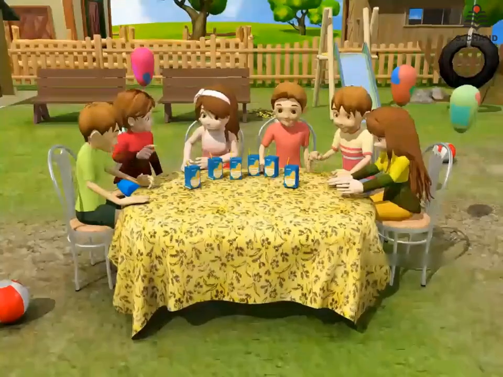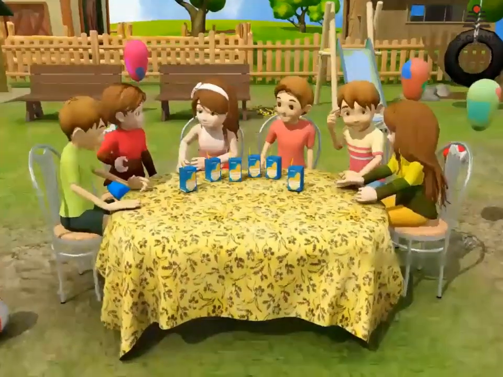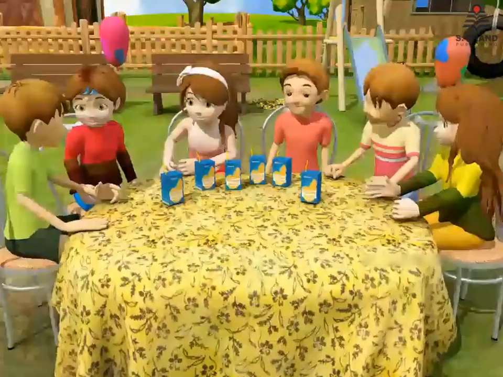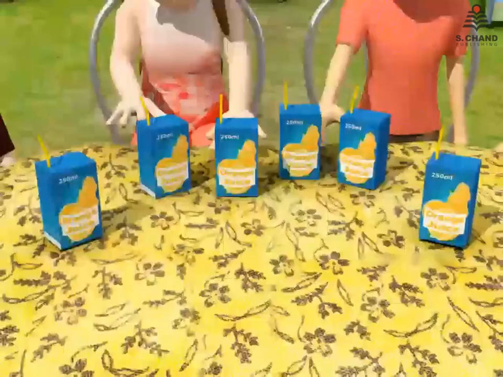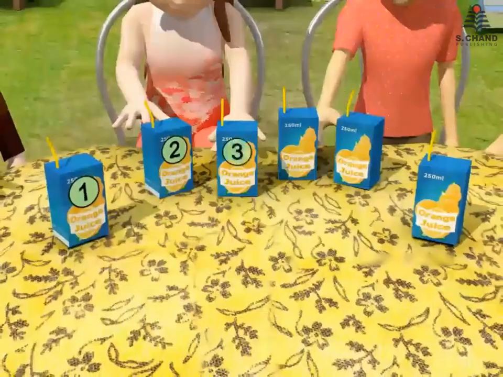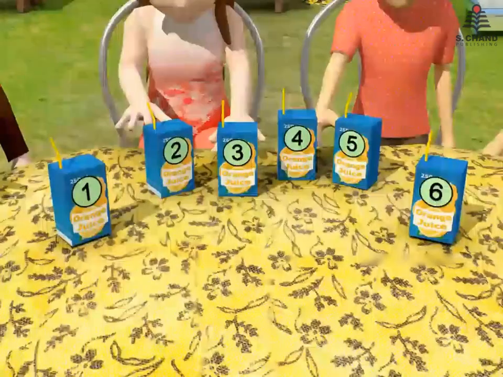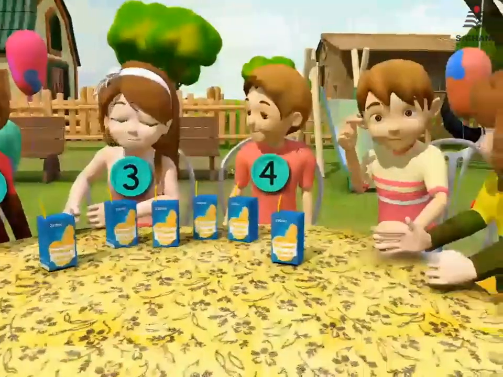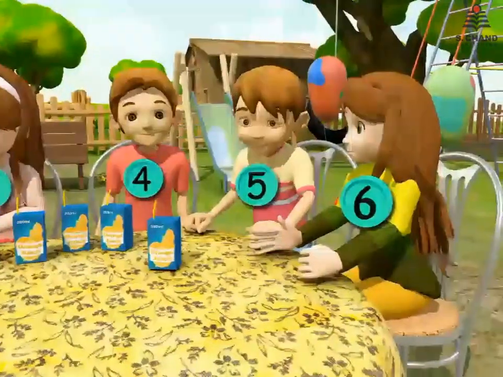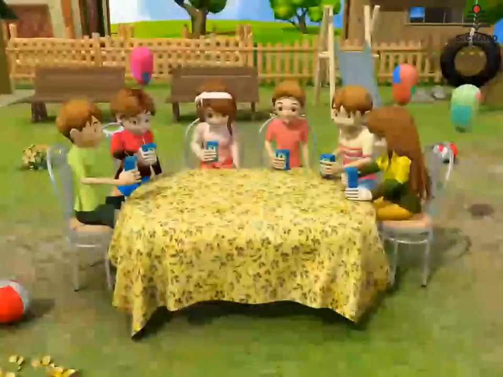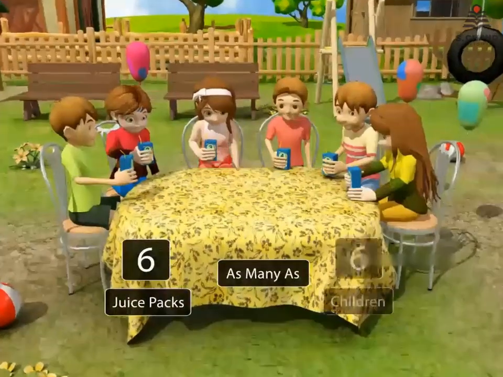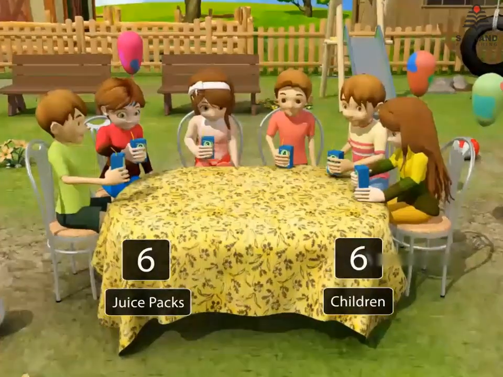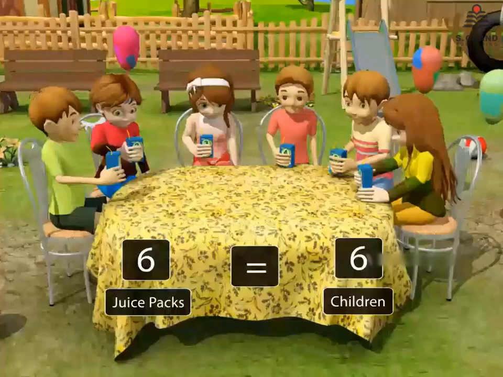Time for some orange juice. Are there as many packs of juice as the children? There are 1, 2, 3, 4, 5, 6 packs of juice. And there are 1, 2, 3, 4, 5, 6 children. There are as many juice packs as the children. Thus, the number of juice packs is equal to the number of children.